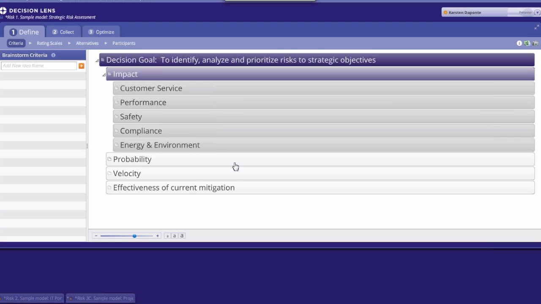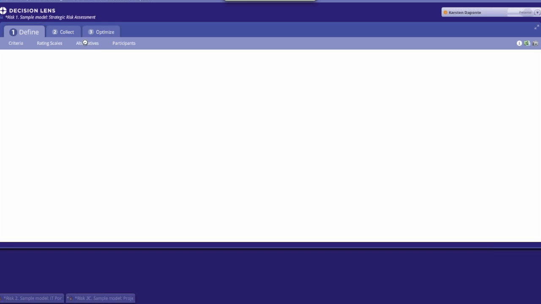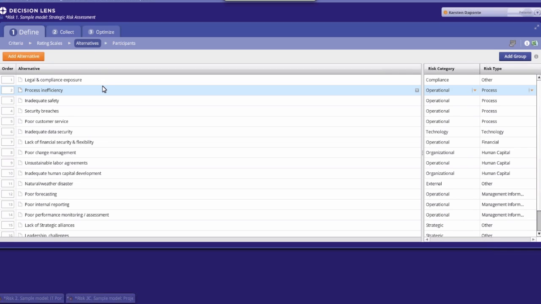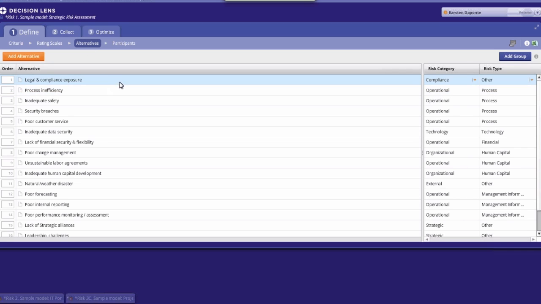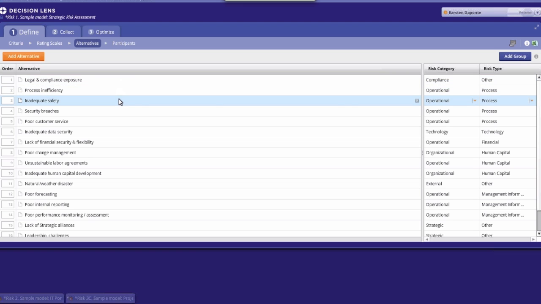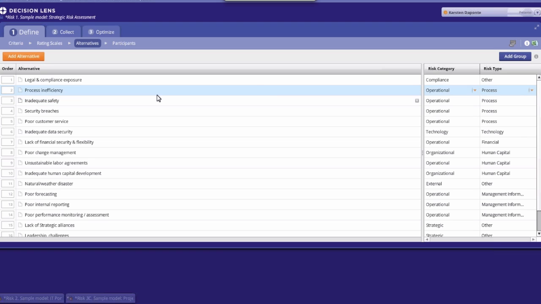The next building block of the model is the list of alternatives, the items against which each of the criteria will be applied. In this strategic risk assessment, the alternatives are a risk register, a list of the high-level risks that the organization needs to prioritize. Here you see a list of 18 high-level risks. These are adverse events such as legal compliance exposure, process inefficiency, and inadequate safety. The risks range across different categories and types, as represented in the categories on the right-hand side.